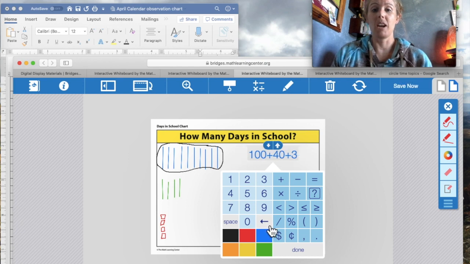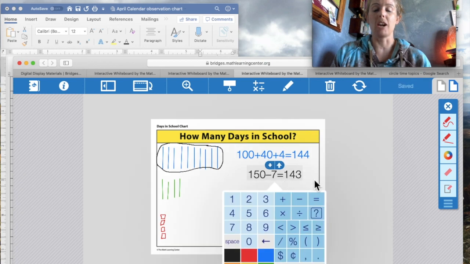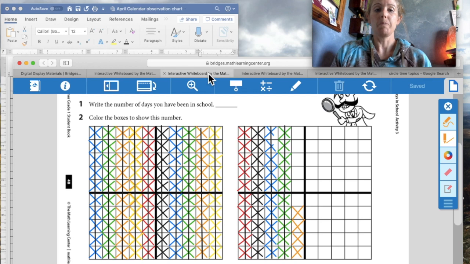Nice job. Let's go ahead and delete. Plus 4 equals or the same as 144. Well done. Now we need to look at our subtraction. We need to go and look at our grid here. And remember, if we fill in this whole entire column, that would equal 150.